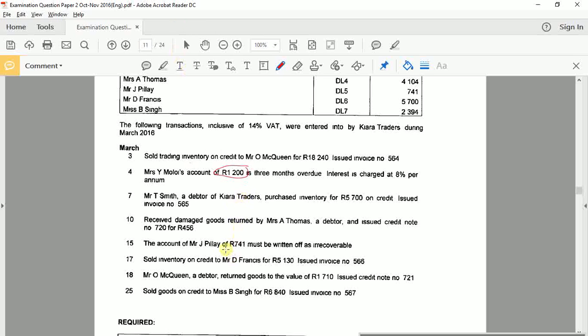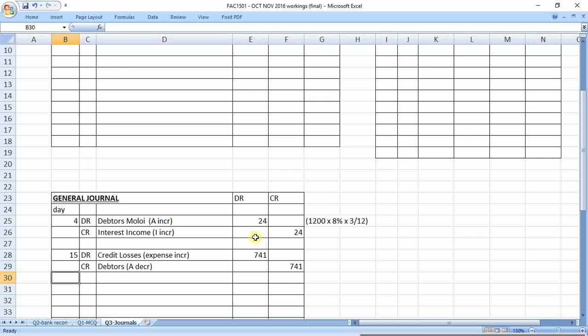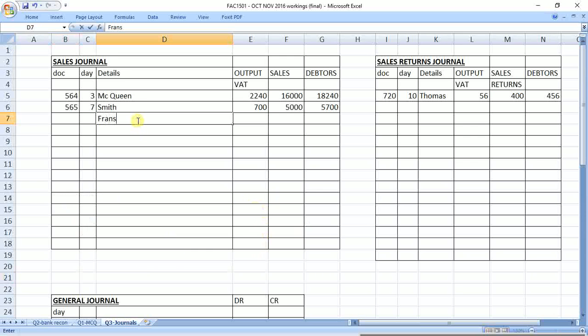Okay, next. Sold inventory to Francis. Which journal? Sales journal. Perfect. Francis. Day 17. Amount? 5,130. Okay, VAT exclusive, this times 100 divided by 114 gives you that. This minus that gives you 630. That's it.